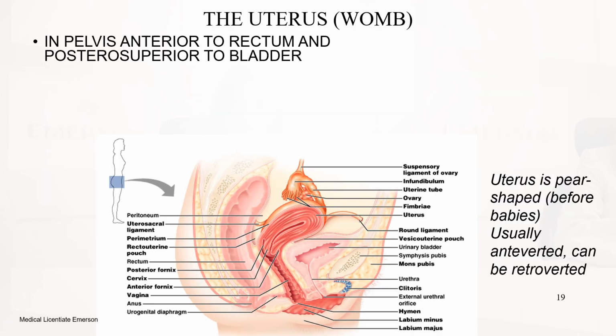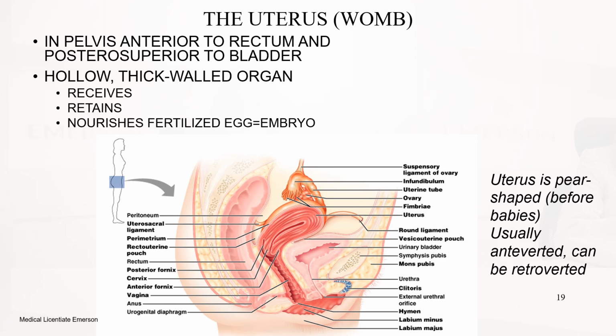The uterus is found in the pelvis, anterior to the rectum and posterior superior to the bladder. It is a hollow, thick-walled organ. It receives, retains, and nourishes the fertilized egg to embryo. Okay, that's the uterus we are talking about.